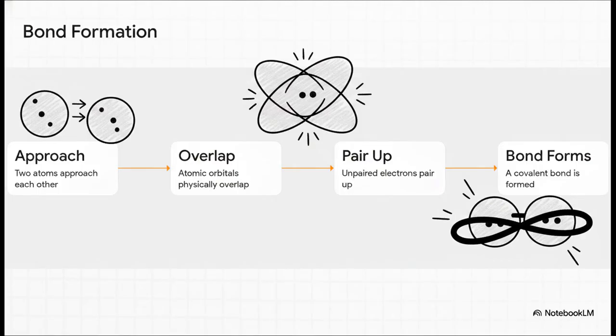This brilliantly illustrates the step-by-step mechanics of how a bond forms. Two atoms approach, their atomic orbitals physically overlap, the previously lonely electrons pair up happily, and boom, you've got a localized covalent bond. The golden rule here is incredibly simple. The greater the physical overlap between the atoms, the stronger the bond is going to be.